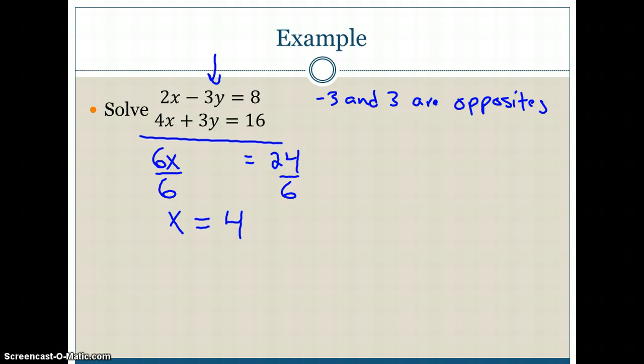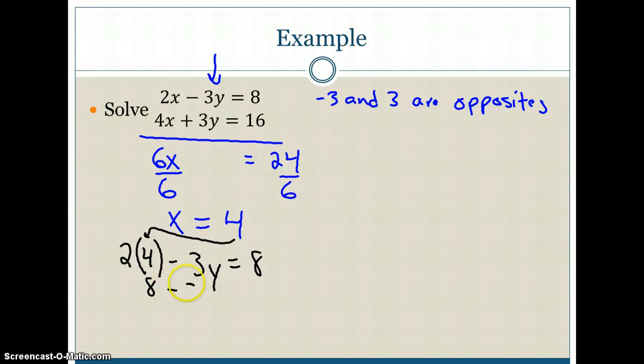Now you might be saying, well, what about y? How are we going to find out what that is? We'll take this x equals 4 and substitute it back into one of the equations. I'm going to use the first one because those numbers seem to be a little bit smaller. So I'll have 2 times 4, because that's where that came from, minus 3y is equal to 8. And we have to solve this.